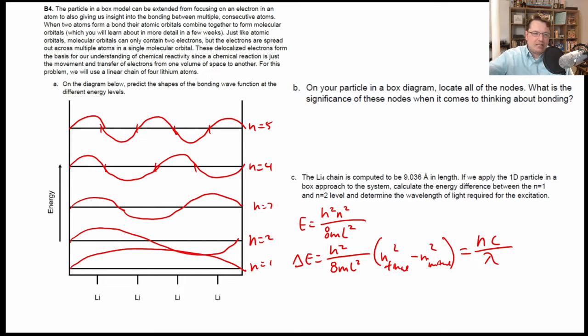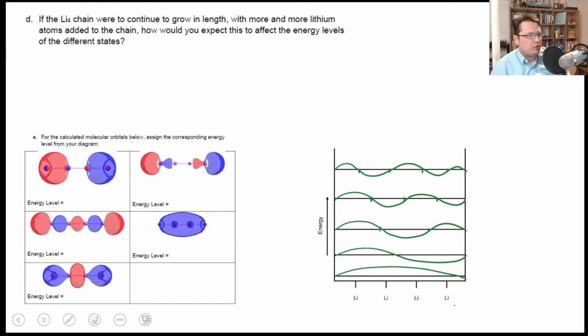And you should be able to get these answers in these cases, right? And so then that tells you how much energy you would need to excite it from one thing into the other.